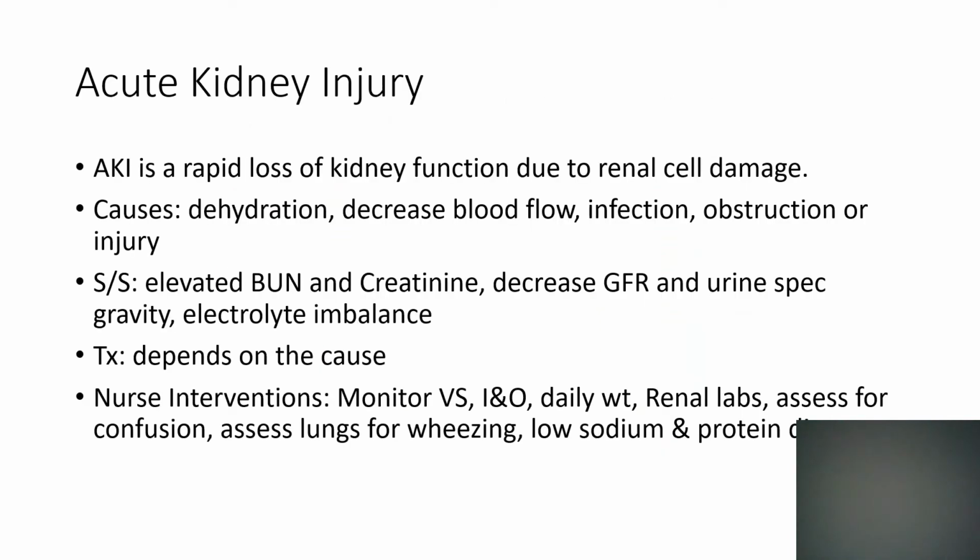Okay, acute kidney injury. Acute kidney injury, rapid loss of kidney function due to cell damage, usually occurs abruptly, can be reversible. Prognosis depends on the cause and the condition of the client. Can be caused by dehydration, decreased blood flow, infection, obstruction, or some type of injury.